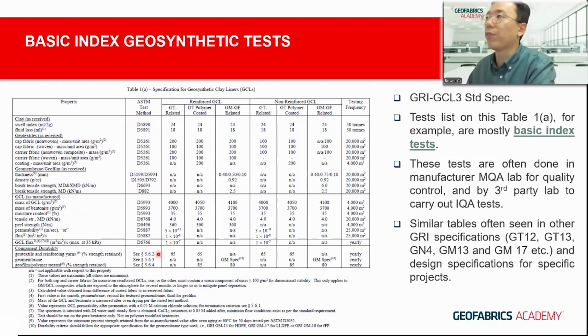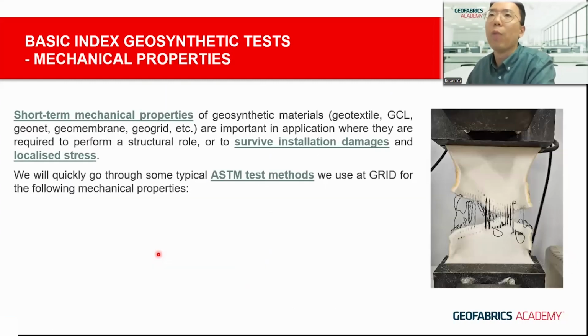And similar tables are often seen in other GRI specifications. Just to take a few examples, like geotextiles, geonets, and geomembranes. And you may also find those test methods in the design specifications from the designers. And among these tests, most often requested are those short-term mechanical property tests. These properties are important because in applications where those geosynthetic materials are required to perform a structural role, to survive installation damage, or to localize stress, it's important for them to retain certain mechanical properties.